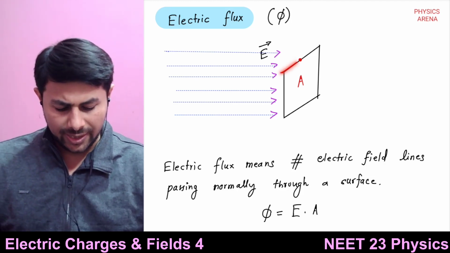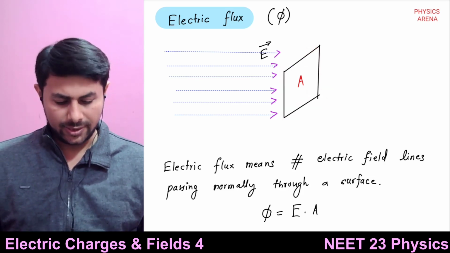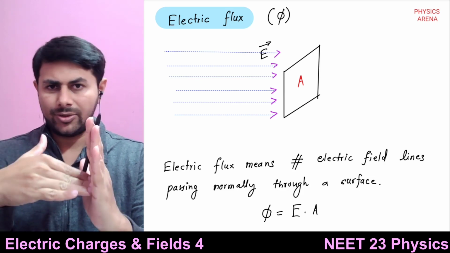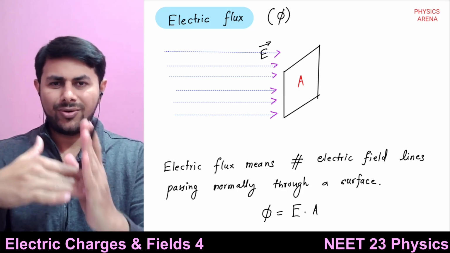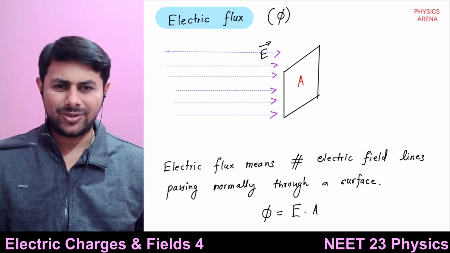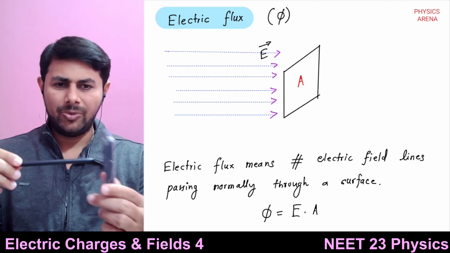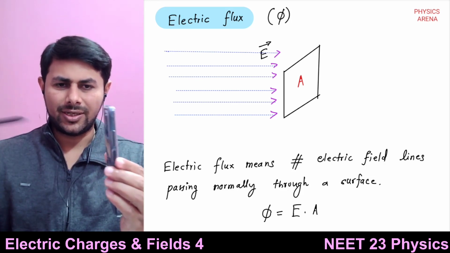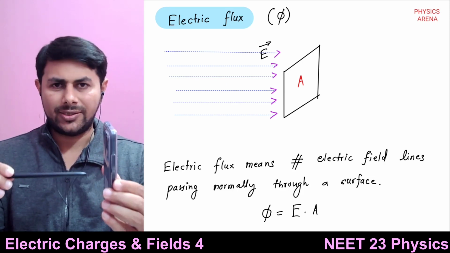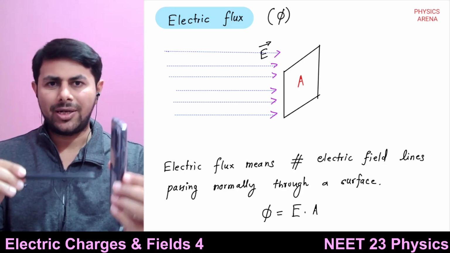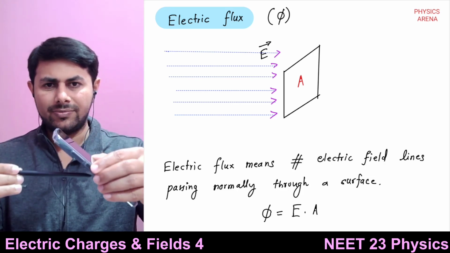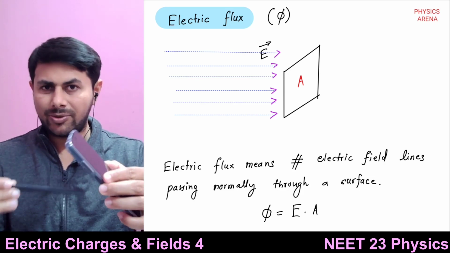So if you keep this area like this, the maximum number of electric field lines will pass through it. Now, what if you keep the area like this? Okay, so these are electric field lines, suppose. If you keep an area like this, the electric field lines are coming like this. The area is perpendicular to the electric field lines. Then the maximum number of electric field lines will pass through that area. But what will happen if you rotate the area? Less and less number of electric field lines will pass through it.